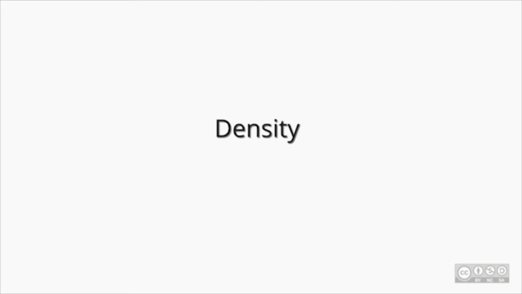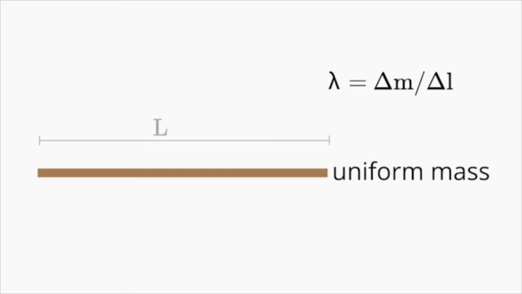We want to relate the small length, area, or volume element to delta M, the amount of mass contained within. In one dimension, this relation is called the linear density, lambda, which is delta M over delta L. For a uniform rod of length L and total mass M, lambda is equal to M over L.